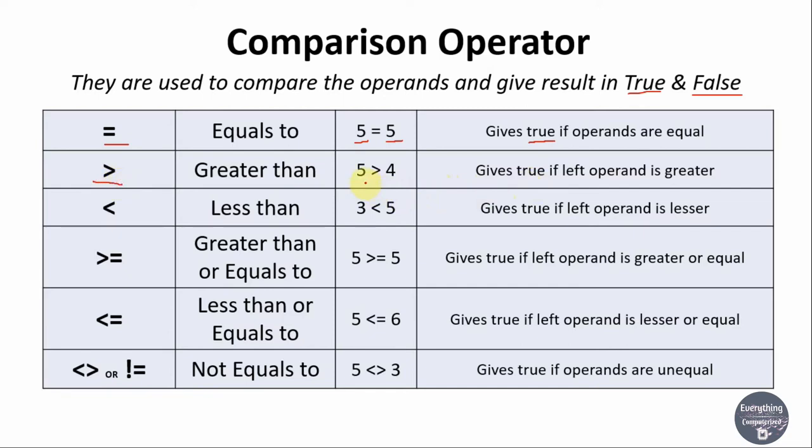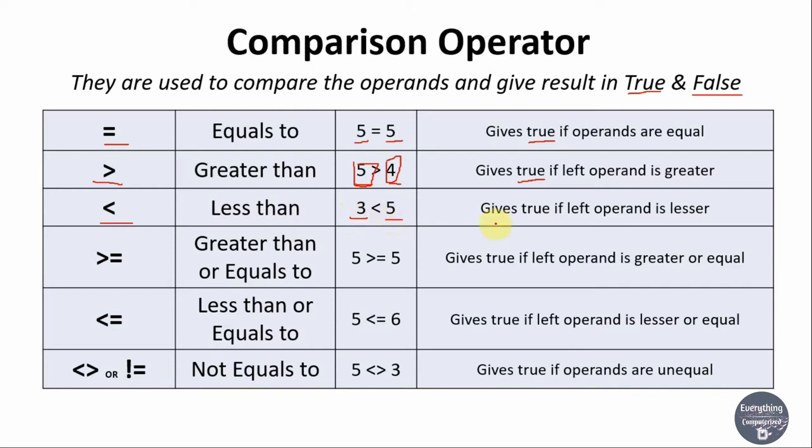The second one is the greater than operator. It compares the operands and checks if the first operand is greater than the second operand, and if it is true then it returns true as the answer. In this expression we have 5 greater than 4, and we all know that this is a true statement, so we get true as its answer. The third one is the less than operator. It checks whether the first operand is less than the second operand.